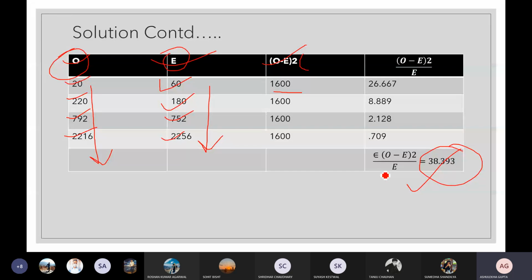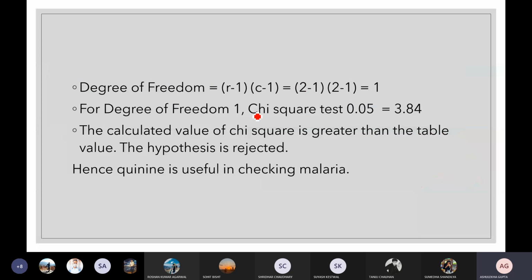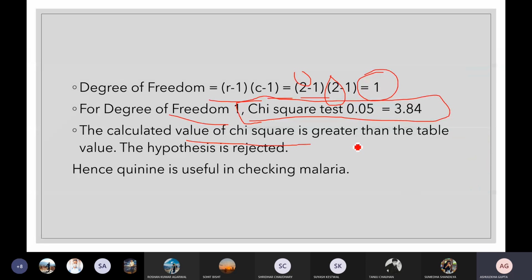So you can see here the degree of freedom is R minus 1 times C minus 1. Here there are 2 rows and 2 columns, so minus 1, so the degree of freedom is 1. At degree of freedom 1, we will look up the table value, and this tabular value is already available in all these statistics books. Chi-square at 0.05 is 3.84. So the calculated value of the chi-square is greater than the table value. What is our calculated value? Our calculated value is 38.393.